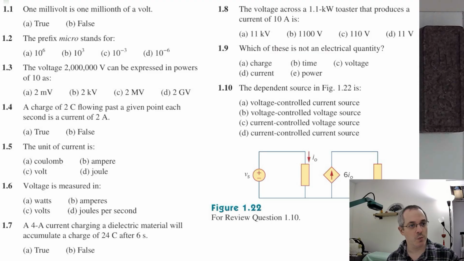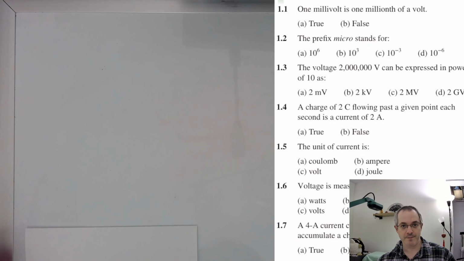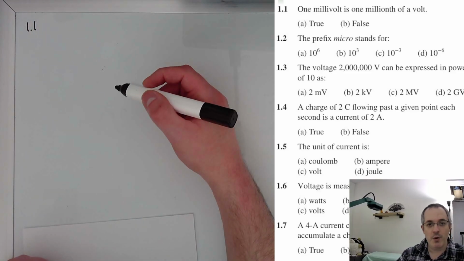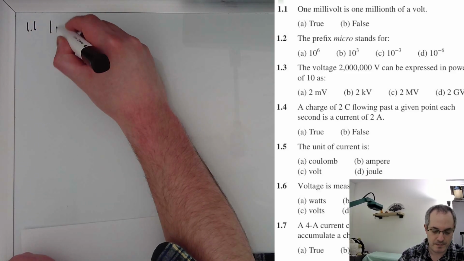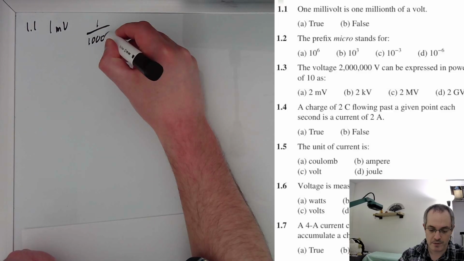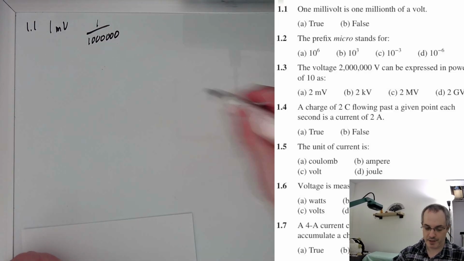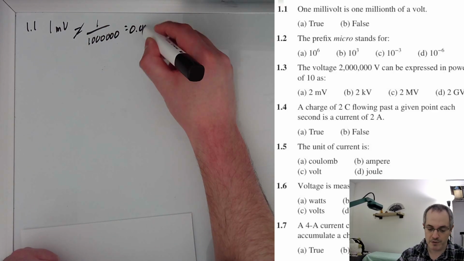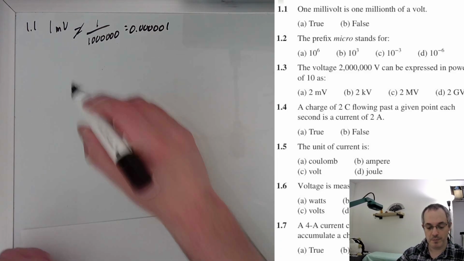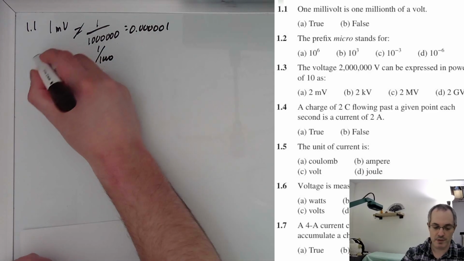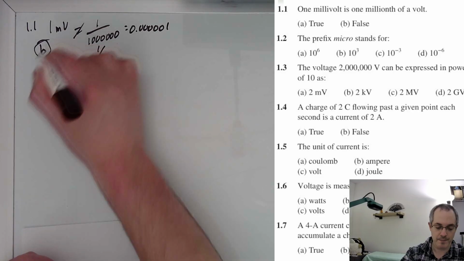1.1. 1 millivolt is 1/1,000,000th of a volt. All right, let me move this out of the way here. Let's have a look at this. So 1.1. 1/1,000,000th of a volt would be 1 volt, 1, 2, 3, 4, 5, 6. Those are not the same. This would be 0.1, 2, 3, 4, 5, 1, but 1 millivolt is 1,000th of a volt. So this is false. So that is B.